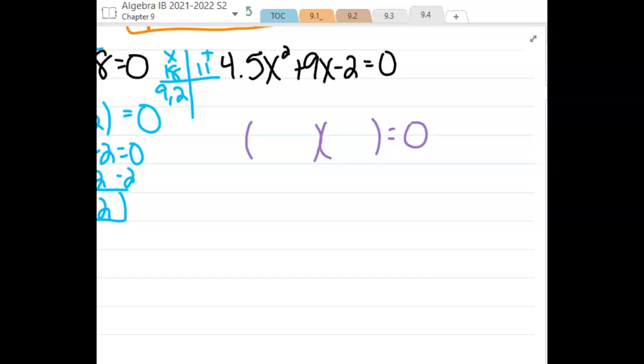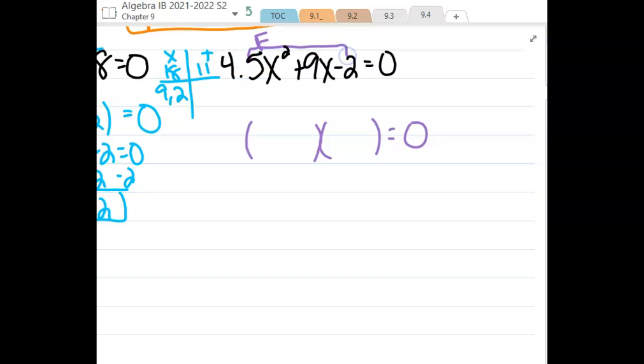Now, looking at this, we may be thinking, okay, well, my a is 5x squared. What method are we going to use to factor this? This is an airplane method, right? Because it's an ax squared. If it's an ax squared, you have to do the airplane method. So let's review how to do the airplane method.